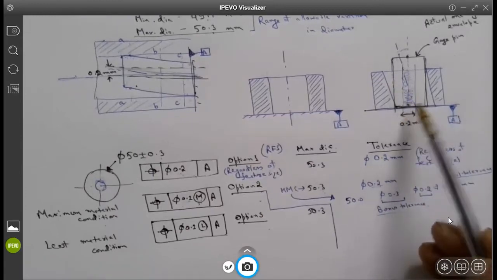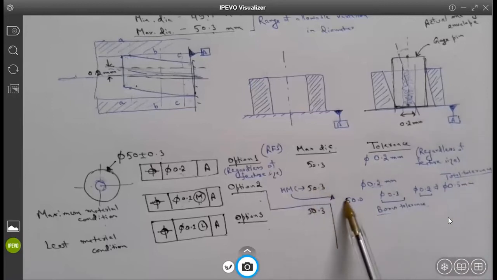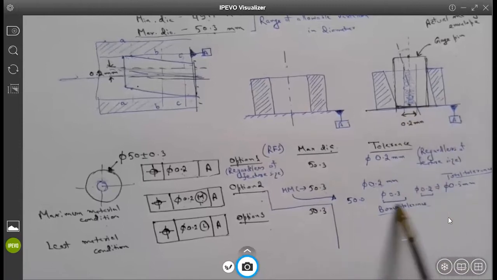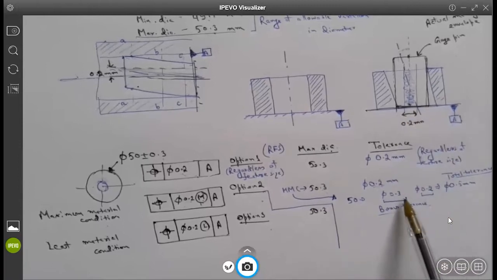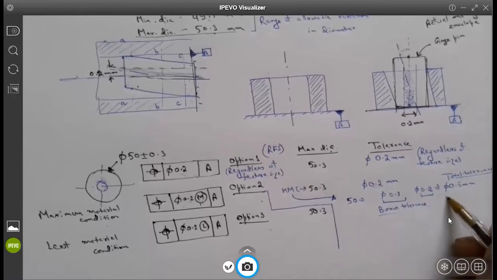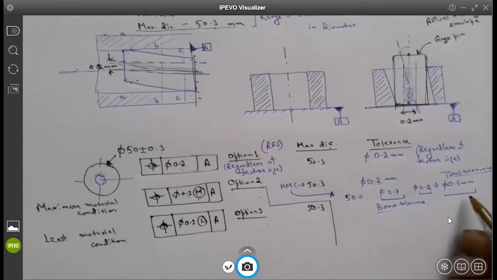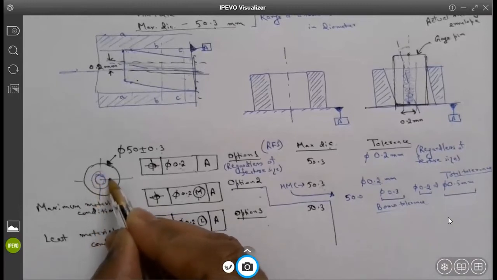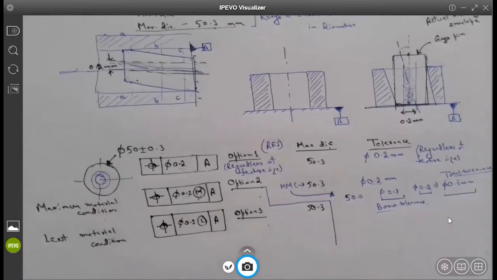If my part is fabricated at less than MMC, let's say 50 millimeters, then I get a bigger tolerance zone. That bigger tolerance zone is obtained by adding the amount of deviation from MMC to the tolerance zone that you have been specified. So that will be added, and what you actually get is the total tolerance of your axis. That means I now have a bigger tolerance on the orientation of my axis, 0.5 millimeters of diameter. Let me know if it makes sense to you.